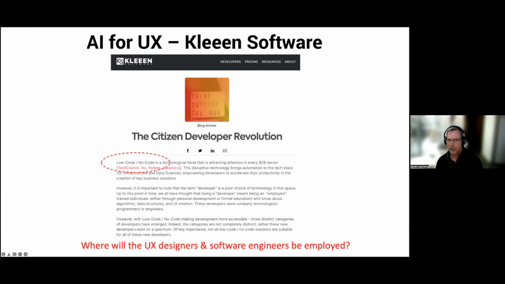Can we take a vote? Do you know how to use the voting feature in the panel in Zoom? Yeah, you should have it. It is, I think, activated. So ask a question. Will there be UX jobs in the future? Yes or no? And let everybody vote. Oops.